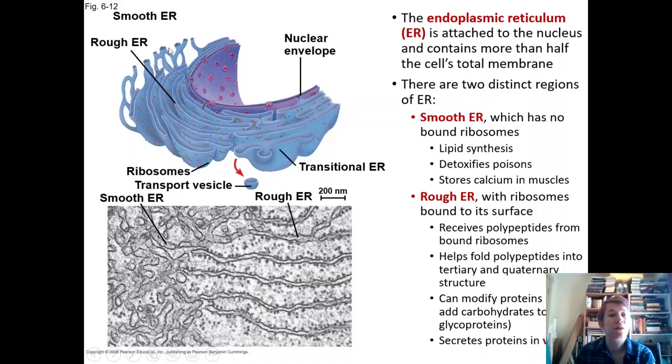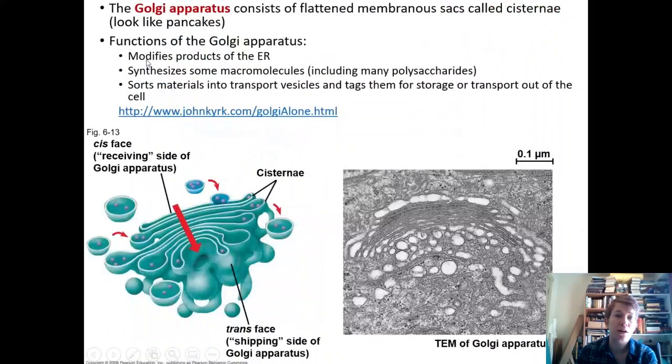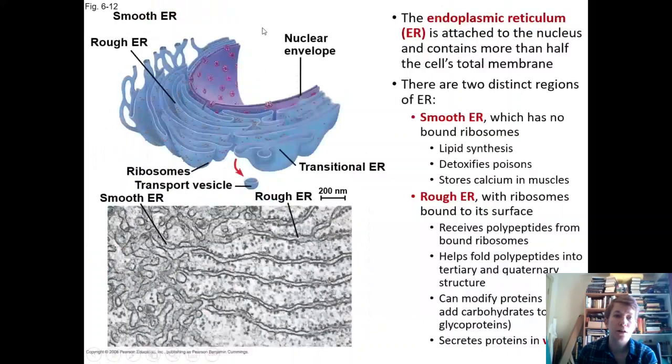There's special versions of the smooth ER in muscle cells that will store calcium for contraction. And then the smooth ER also is involved in detoxifying poisons. So things like liver cells that do a lot of that will have a huge smooth ER. But the rough ER, it's involved in the endomembrane system.